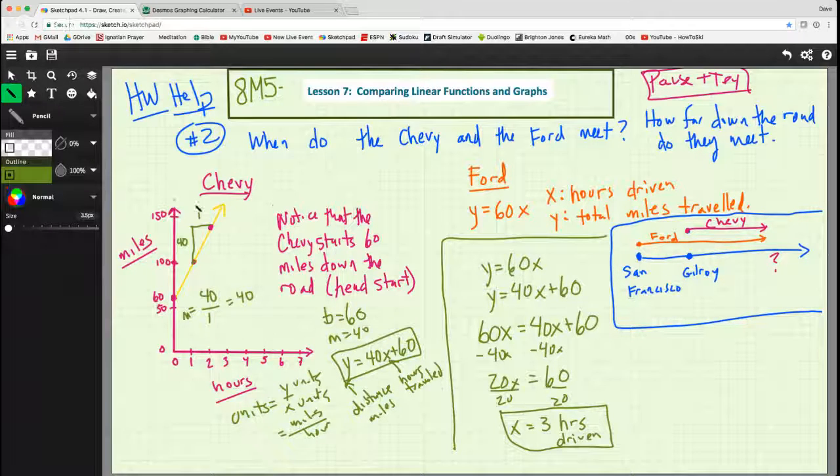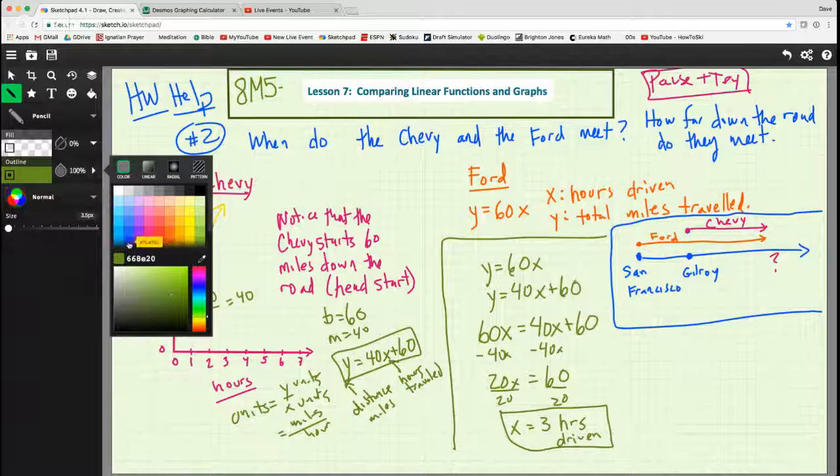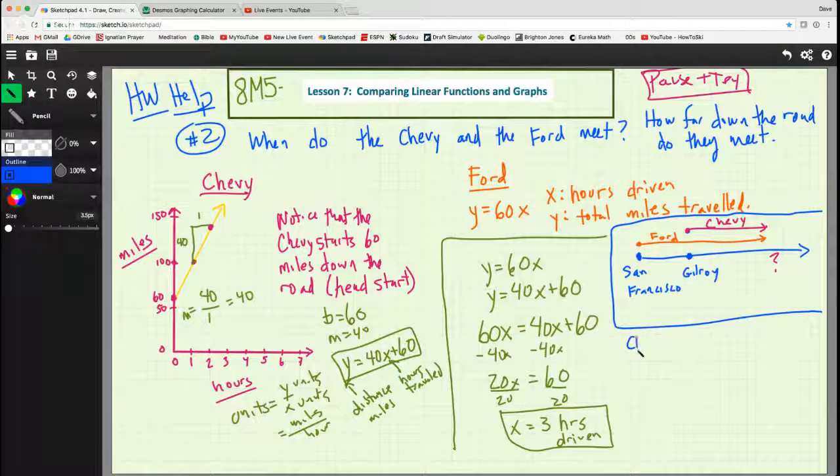Let's test it. Well, how far has the Chevy gone in 3 hours with its 60-mile head start? So let's check. Let's just use blue again. So let's see, the Chevy has gone 40 times 3 plus 60. So that's 120 plus 60, and so that's 180. And then the Ford has gone 60x, so 60 times 3, so that's 180. So they've each gone 180 miles down the road from San Francisco.